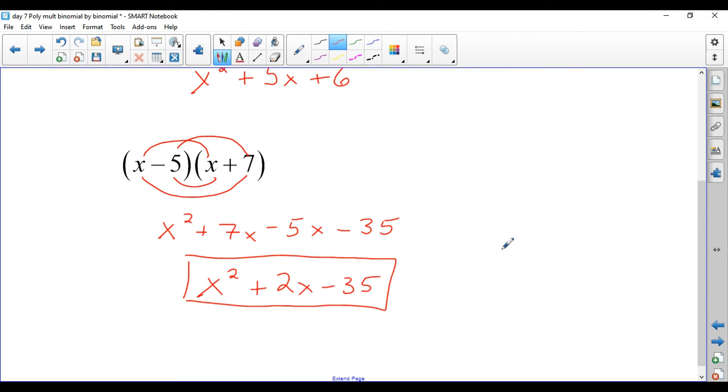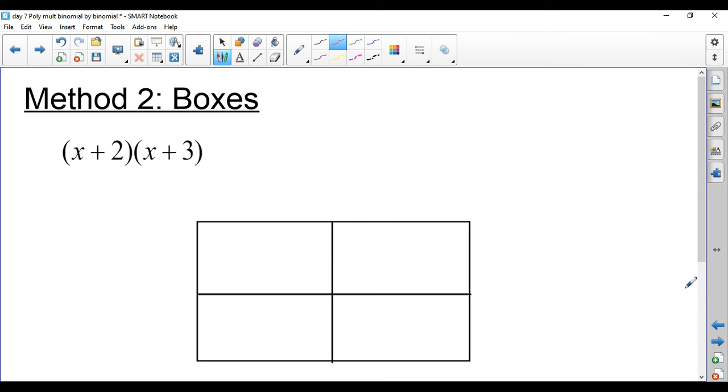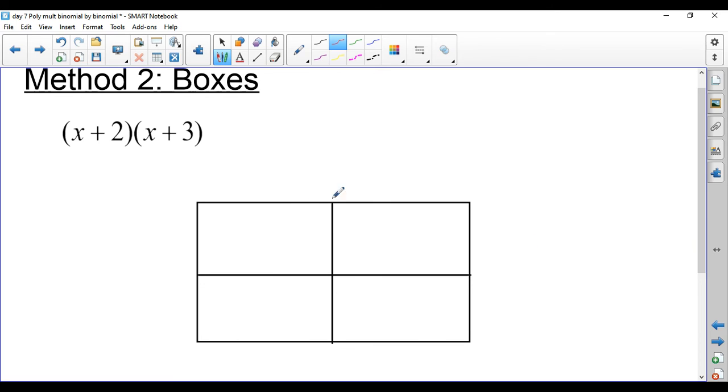So that's one method you can use for multiplying binomial times binomial. If that works for you, great. Here's another option. We can multiply by using boxes. And what we're going to do is set up a grid. Here I have x plus 2 times x plus 3.